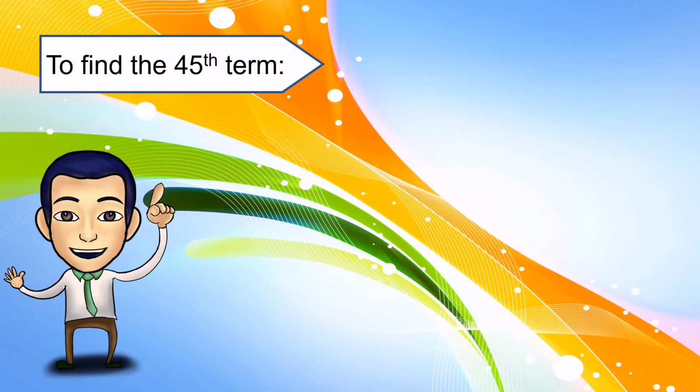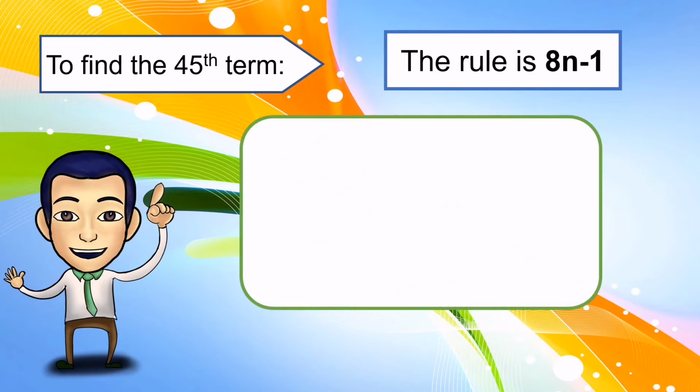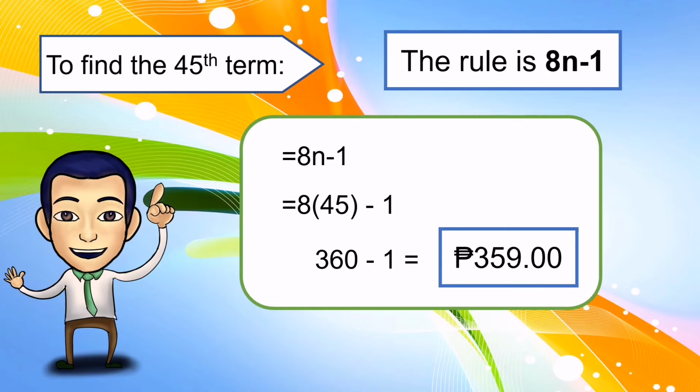Now, let's find the 45th term using this rule. So our rule is 8n minus 1. Now, let's replace n by 45. So it became 8 times 45 minus 1. 8 times 45 is equal to 360. That's why it became 360 minus 1. And our final answer is 359 pesos.